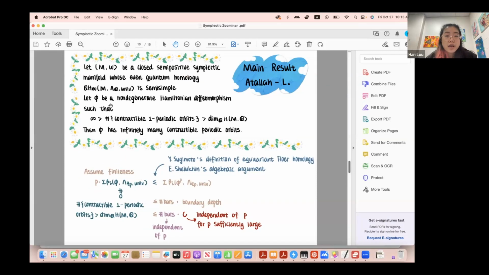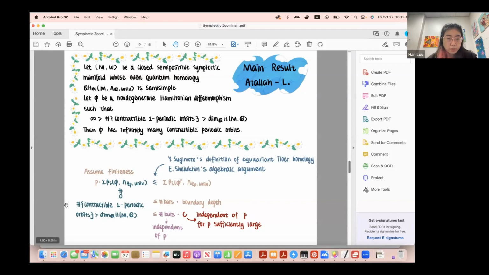And phi is a non-degenerate Hamiltonian diffeomorphism, such that the number of the contractible one-periodic orbits is finite and is greater than the dimension of the singular homology. Then phi has infinitely many contractible periodic orbits. So our proof is a generalization of Shelukhin's proof.